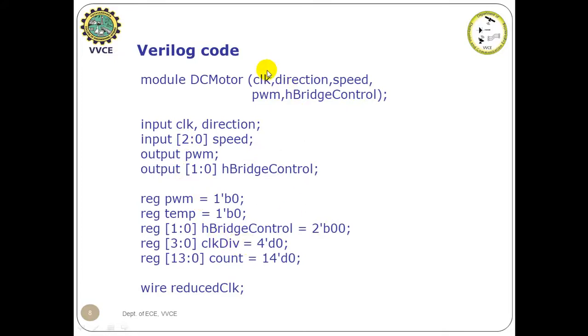The Verilog code starts with the keyword module. The name for the module is given as DC motor. The port list includes the clock and direction inputs, speed, a 3-bit input corresponding to the 3 switches, an output single bit PWM, and an output H-bridge control, 2 bits, to change the direction of rotation of the DC motor. All the inputs are initialized to begin with.